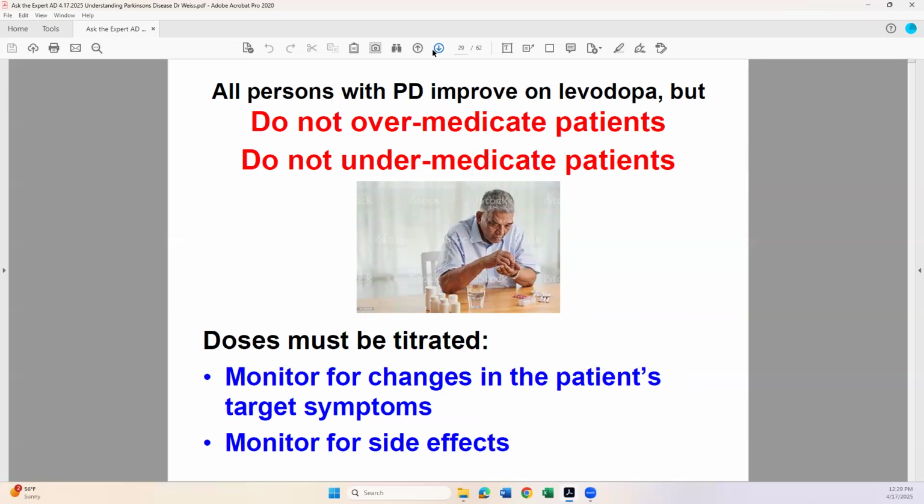So all patients with Parkinson's disease improve on carbidopa, levodopa. There's no one dose that's right for everybody. It's just like there's no one dose of insulin that's right for every diabetic. You have to titrate the doses, monitoring: is the stiffness getting better? Is the writing getting better? Is the walking getting better? How are the target symptoms responding? And adjust the dose accordingly. There's a wide variation in how much medicine people need. We have to monitor for side effects. So obviously, we don't want to over-medicate people. We don't want to under-medicate people. Next slide, please.